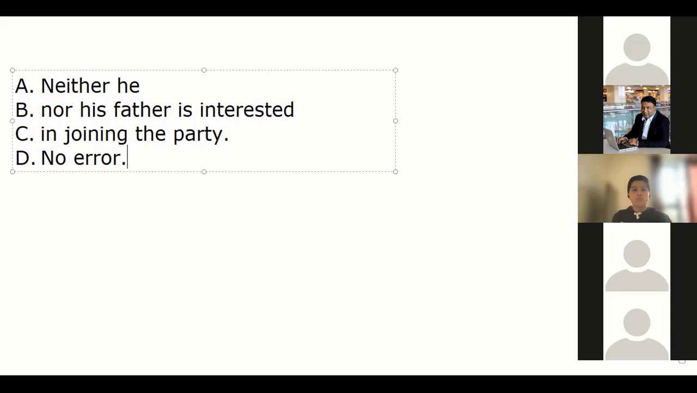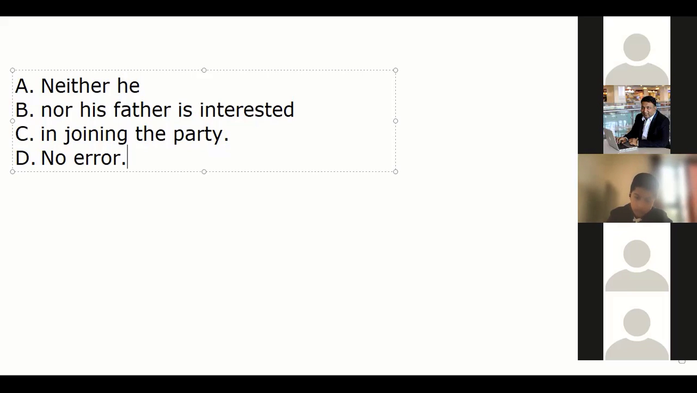Neither he nor his father is interested in joining the party. Sanchit says C. Let's start with Shania. Why is it B? Where is the problem in B? Tell me. Yes, sir. Because in this C, I think that nor his father is interested to join the party.